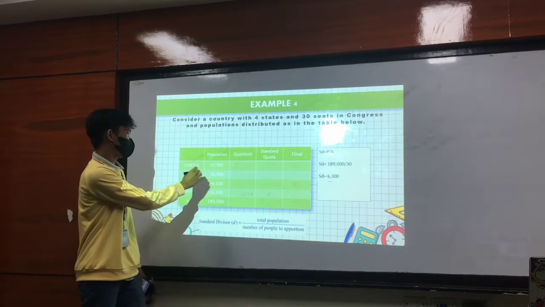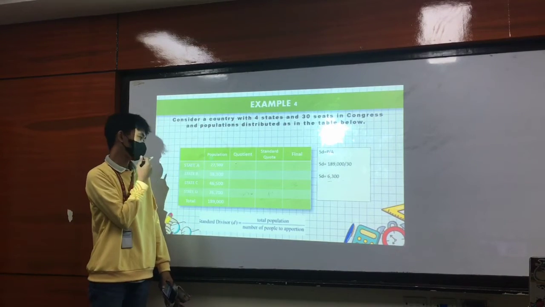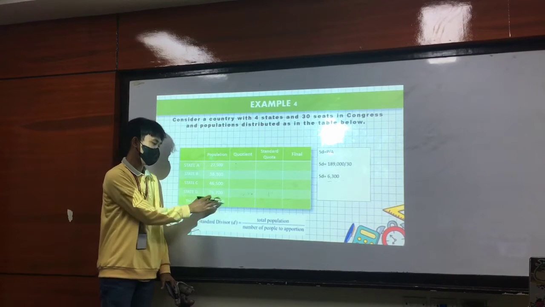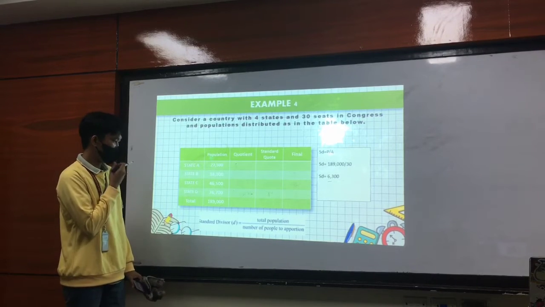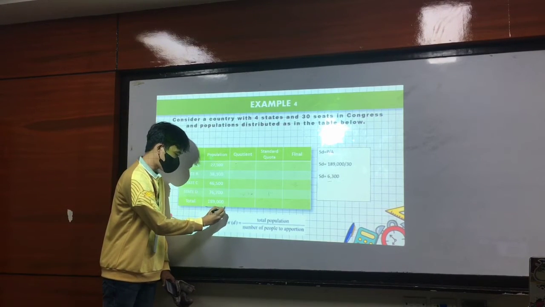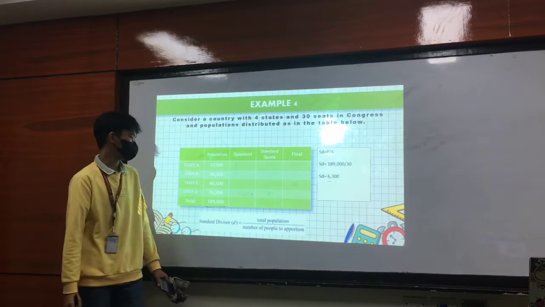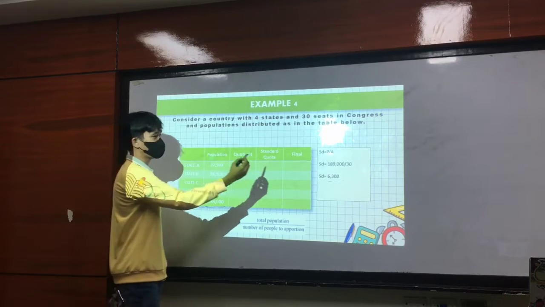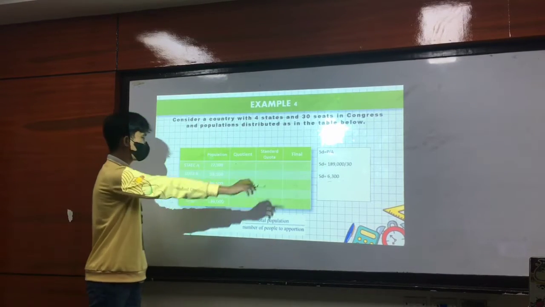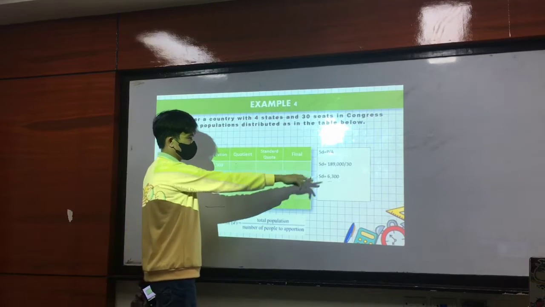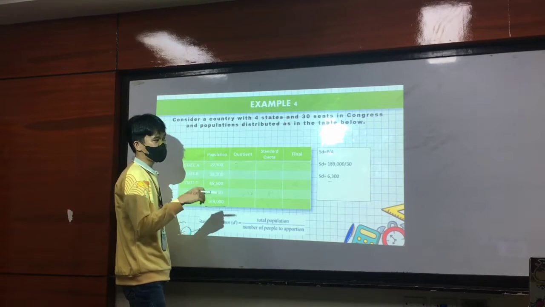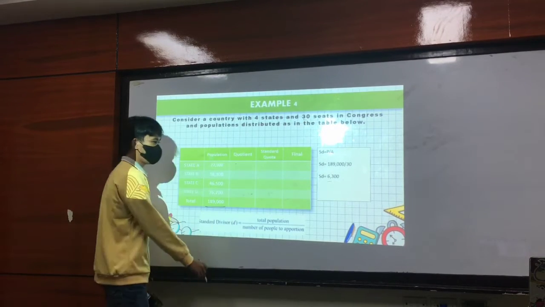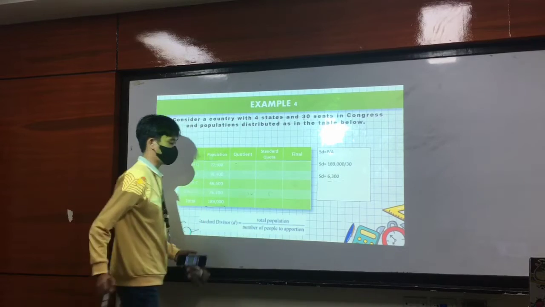So we have state A with 27,500, state B with 38,300, state C with 46,500, and state D with 76,700, with a total of 189,000. So first we need to find our standard quota. So the total population is 189,000 divided by our 30 seats in Congress, and we got the standard divisor of 6,300.